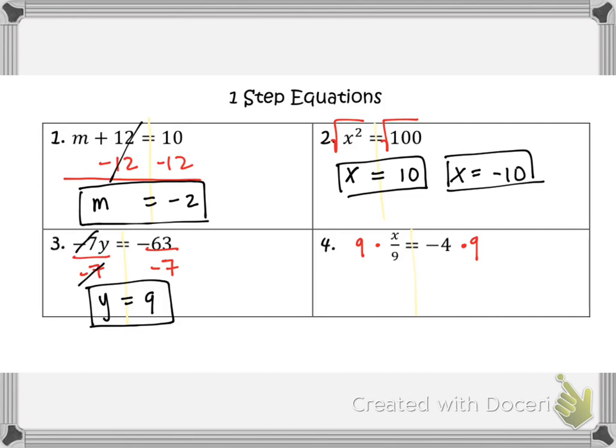So now on the left side, the 9s cancel, and I'm left with x equals negative 4 times 9, which is negative 36.